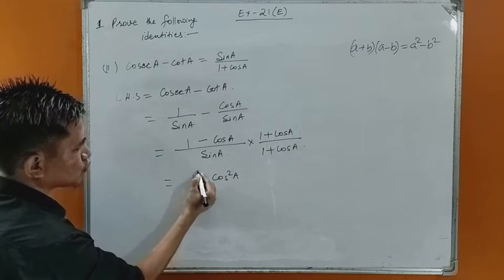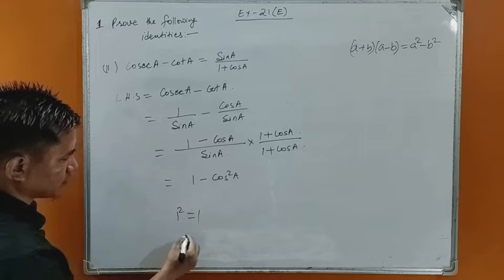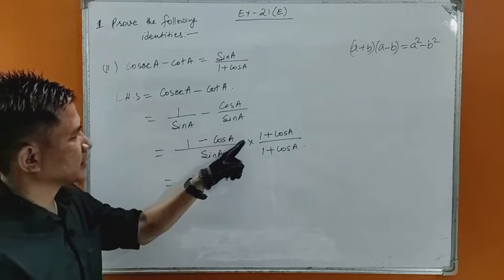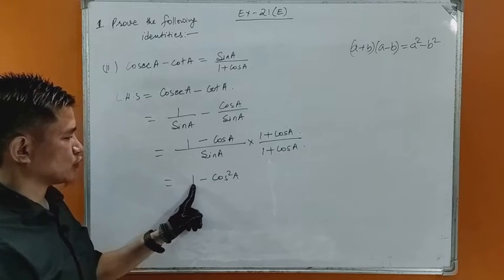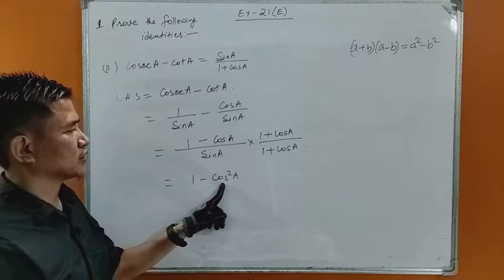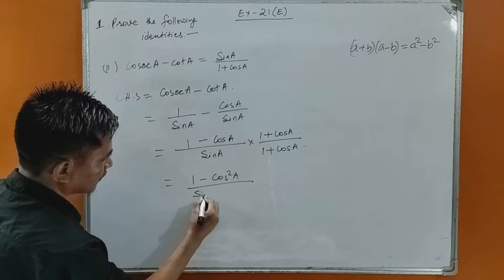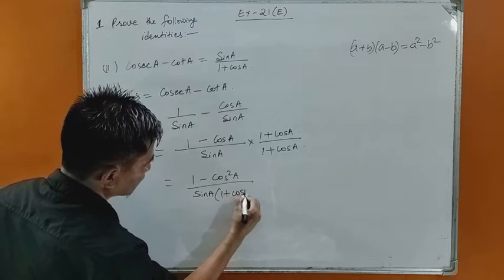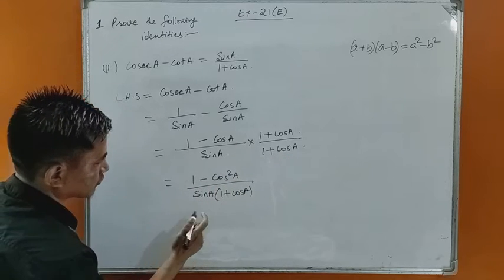So A square means 1 square, and 1 square means 1, isn't it? 1 squared is 1. So (A minus B) into (A plus B) is A square minus B square. That is 1 square, which is 1, minus B square, which is cos square A. In the denominator we have sin A into 1 plus cos A.